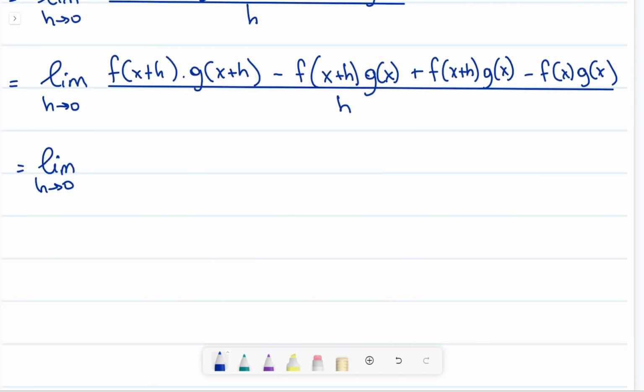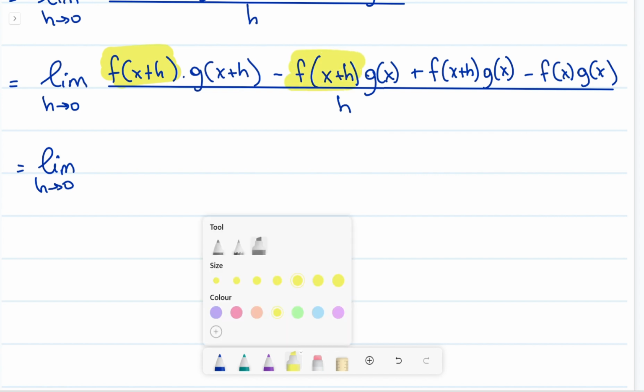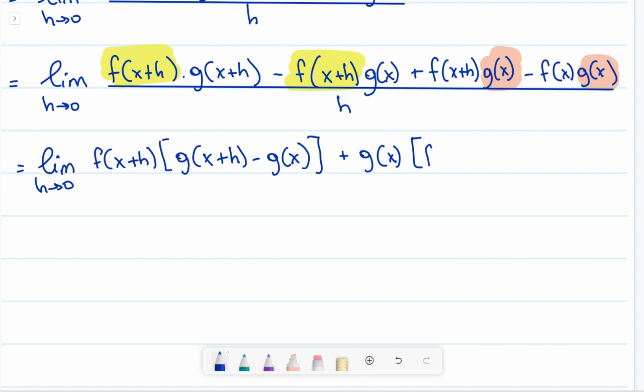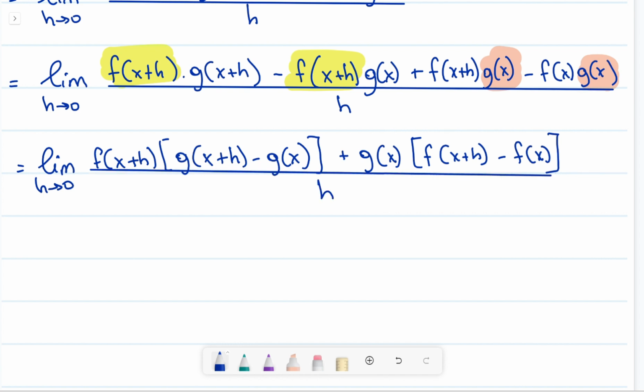Now, if you're asking why I did that, let's take a closer look. Now I have f of x plus h here, f of x plus h again here, and I have g of x here and g of x here. Why am I showing you this? Because now we can factor. So we can factor f of x plus h to get g of x plus h minus g of x. And we can factor g of x to get f of x plus h minus f of x, all of that divided by h.